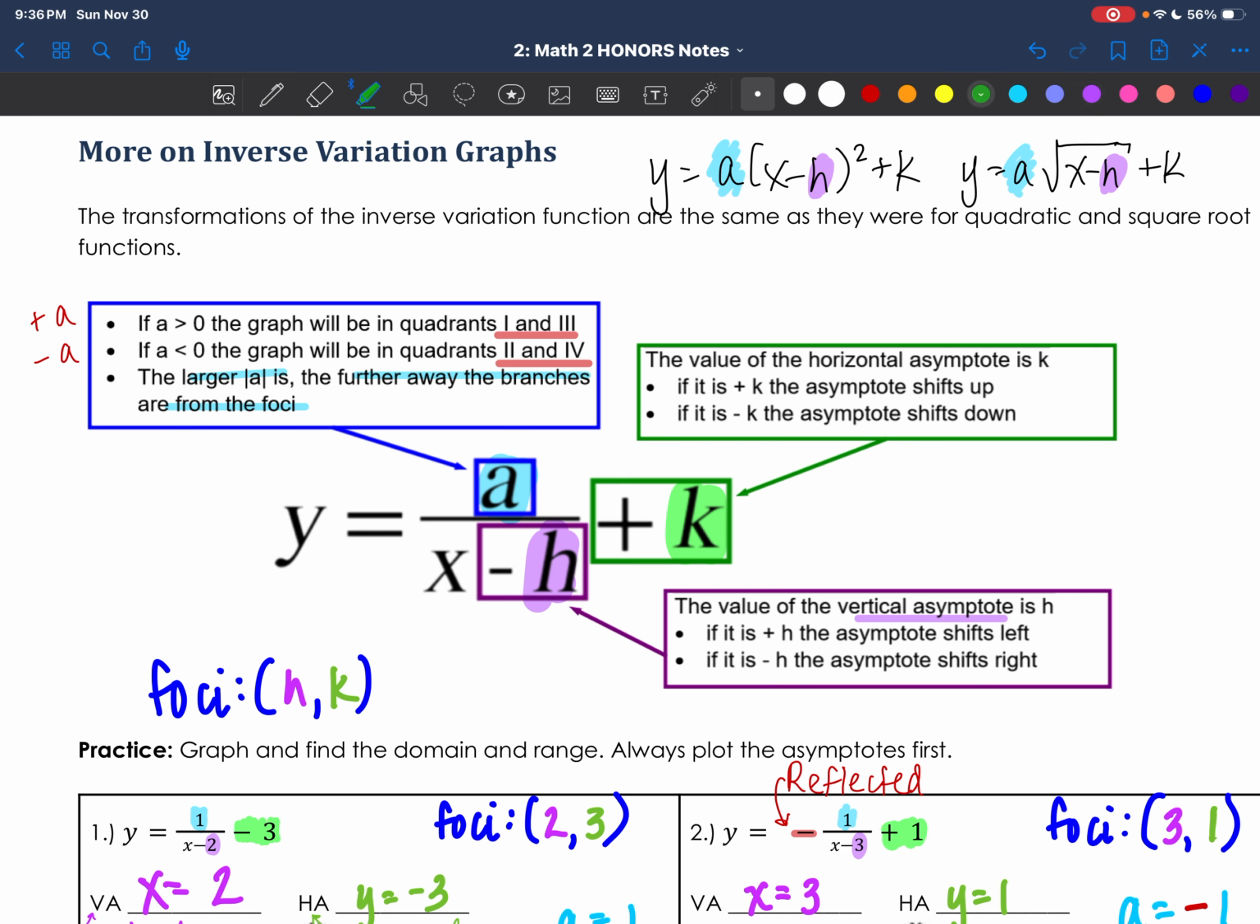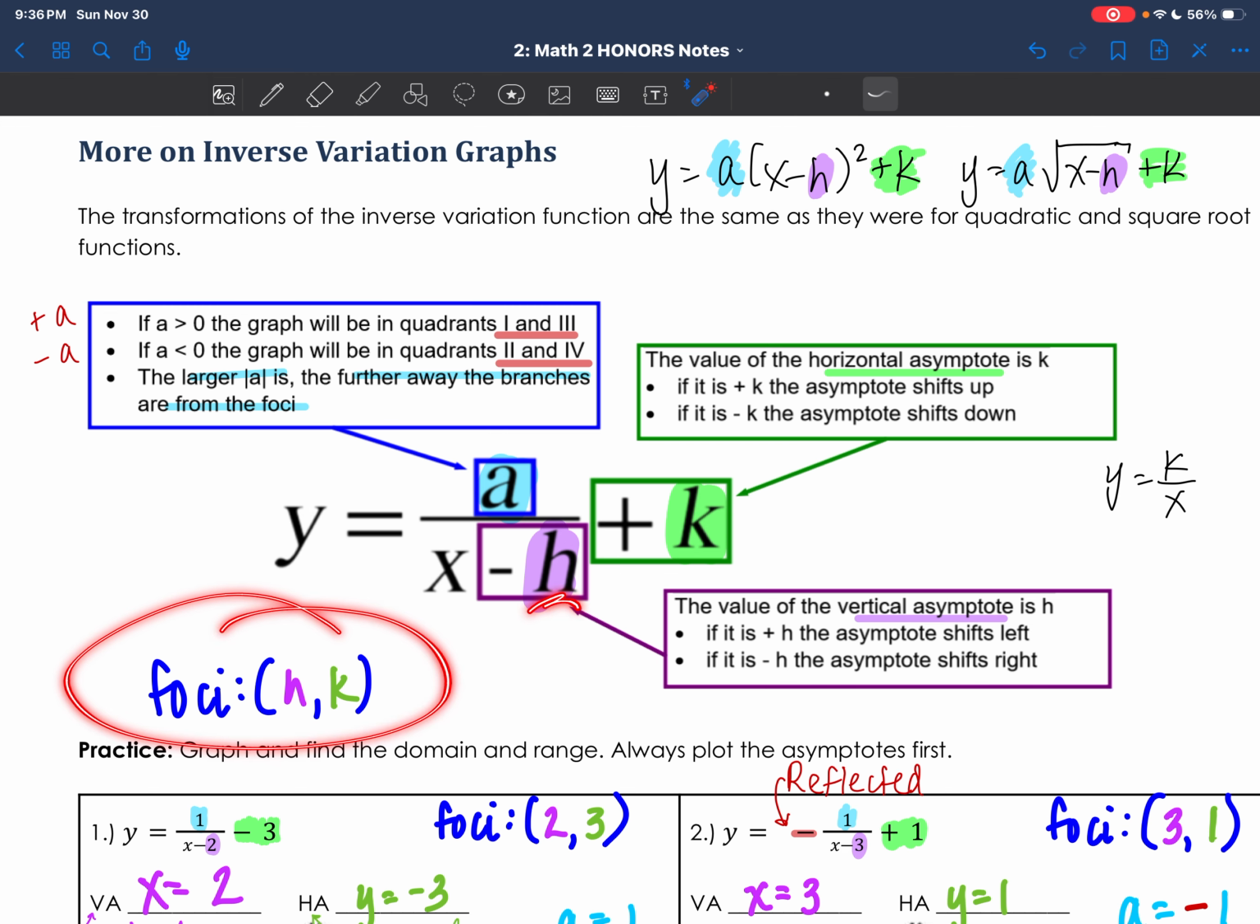And then for K, just like we've had up here, K is going to be the horizontal asymptote. If K is positive, it goes up. If it's negative, it goes down. So this is all very similar. The only difference is now, since it varies inversely, remember we said Y is K over X. Since it varies inversely, your X is going to be in the denominator you're dividing by. All right. And then notice HK is still the same.